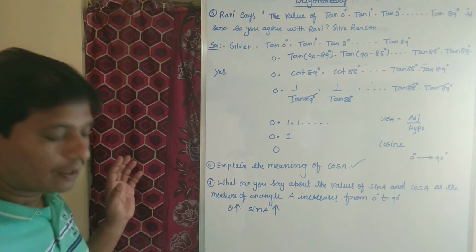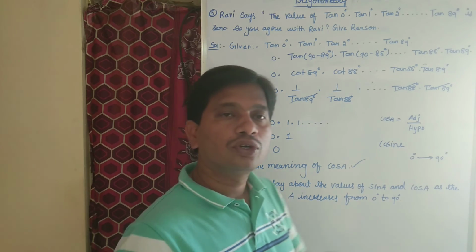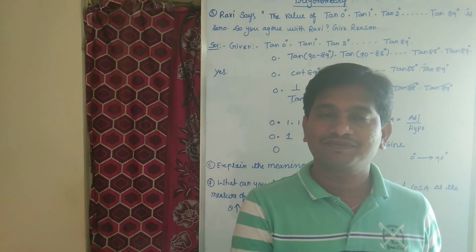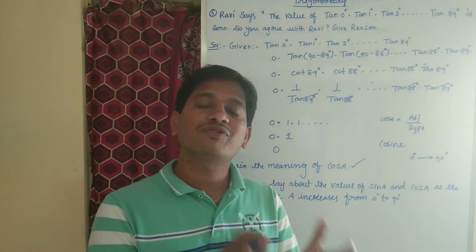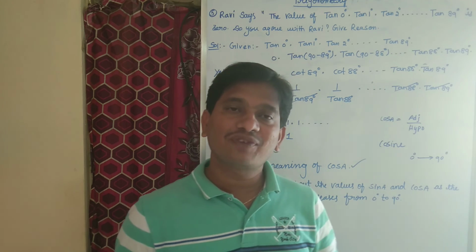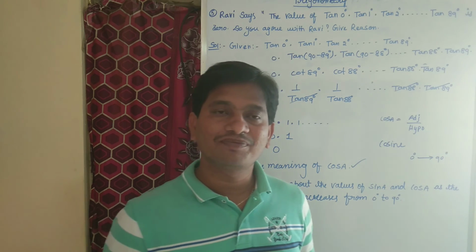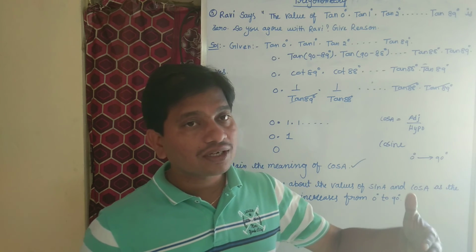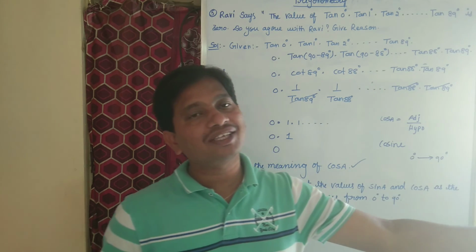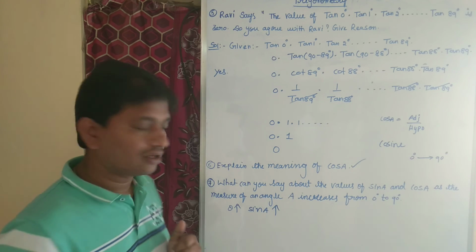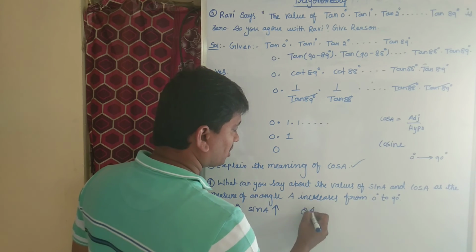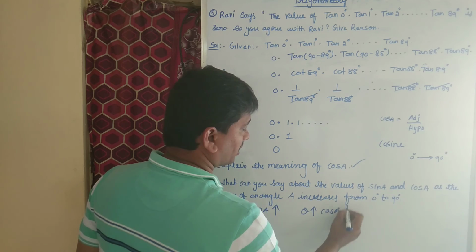Now coming to cos ratio, cos 0 is 1, cos 30 is root 3 by 2, cos 45 is 1 by root 2, cos 60 is 1 by 2, cos 90 is 0. As theta increases from 0 to 90 degrees, what do cos A values do? They are decreasing, right? As theta is increasing, cos A value is decreasing.